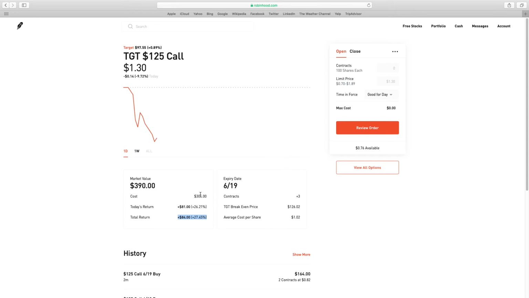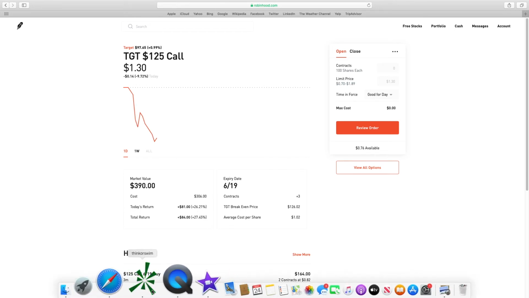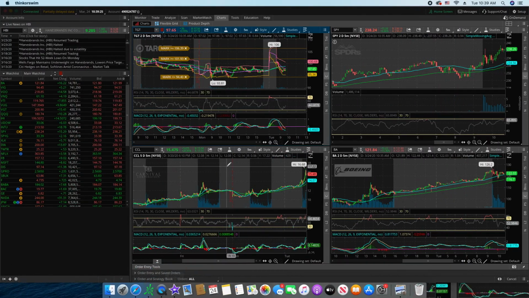I'll include my bathroom breaks and everything. This is more than you will see whenever you're trading stocks, okay? So options have a lot of volatility. So be careful, because that could be down $84 if it was going the other way, of course. So we'll look back at the charts and see what's happening.